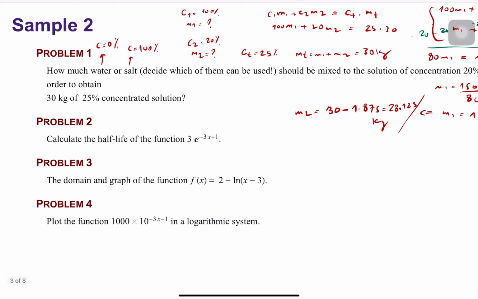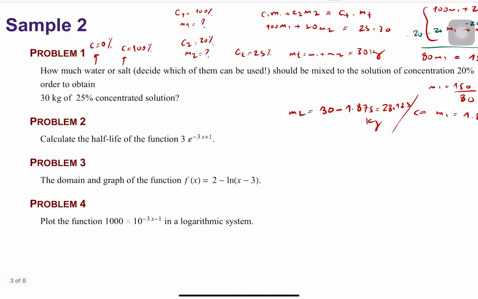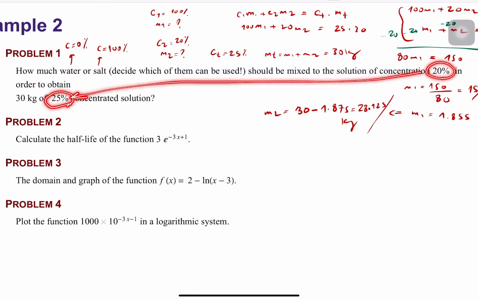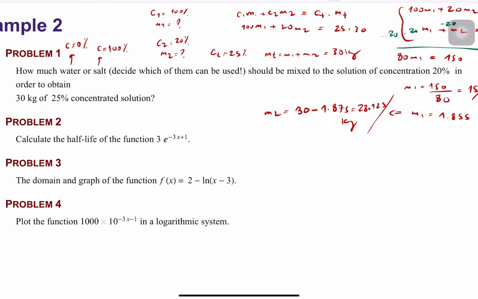As you see here, how much water or salt we have to decide should be mixed to the solution of concentration 20% in order to obtain 30 kilogram of 25% concentrated solution. The first important thing is that we first check the two concentrations. If the concentration is increasing, in this situation we have to choose salt. Then I have to choose salt.